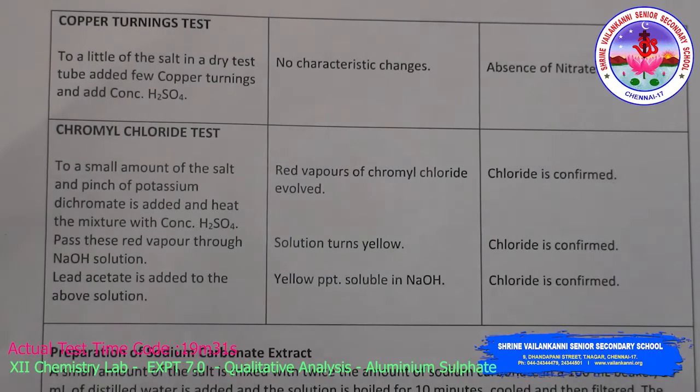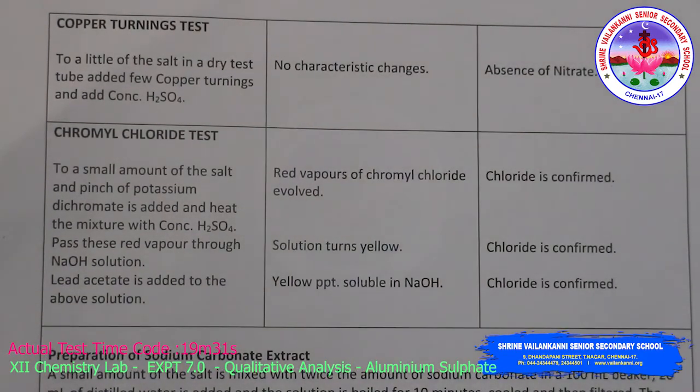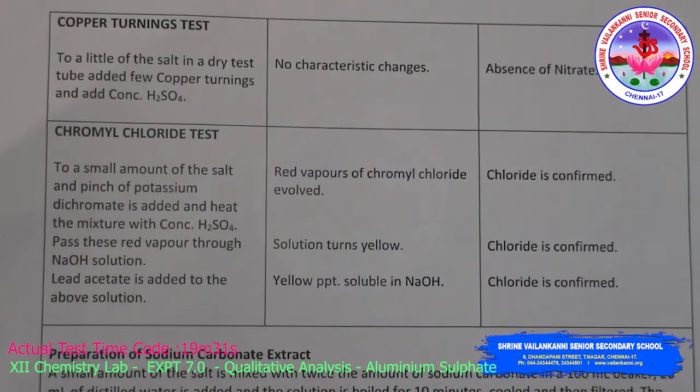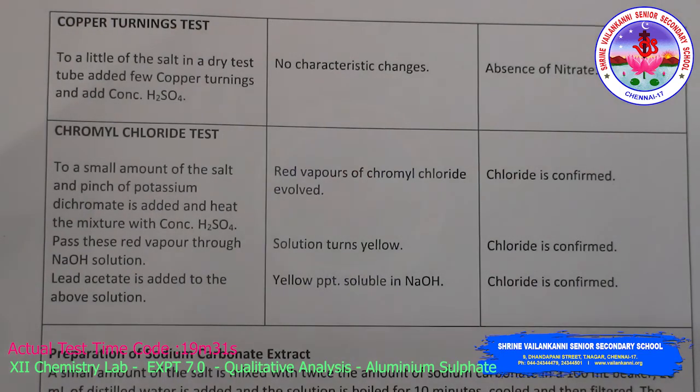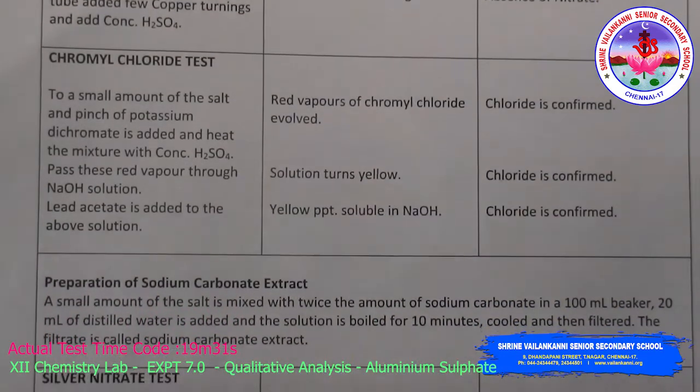The copper turning test: take the substance in a dry test tube, add some copper turnings and add concentrated sulfuric acid. No characteristic changes, so absence of nitrate. Next, the chromyl chloride test. This is barium chloride, so this is the chloride confirmation test.